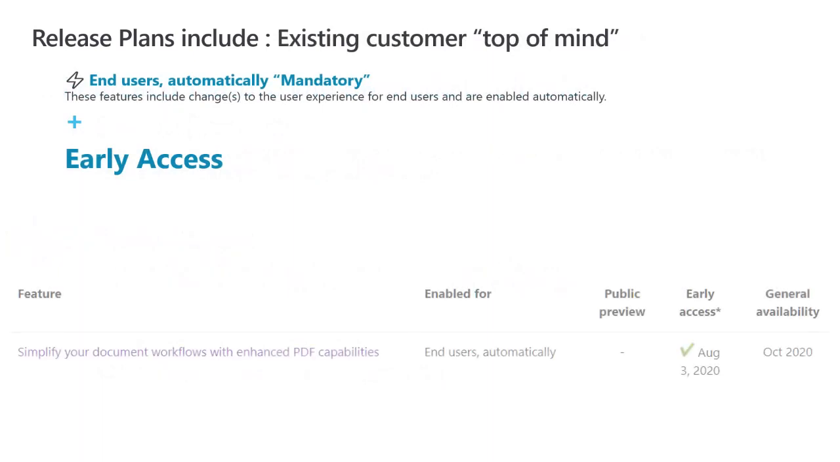So if you combine those two, you're looking at something like this, right? That PDF button we talked about in my demo. It's end user automatic, which means it's just going to show up. You don't do anything. It's just going to show up for you in October. And we give it to you as early as August as part of our early access.